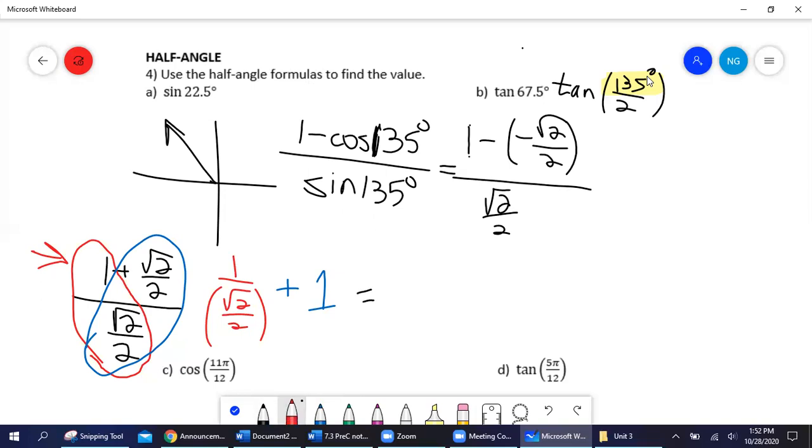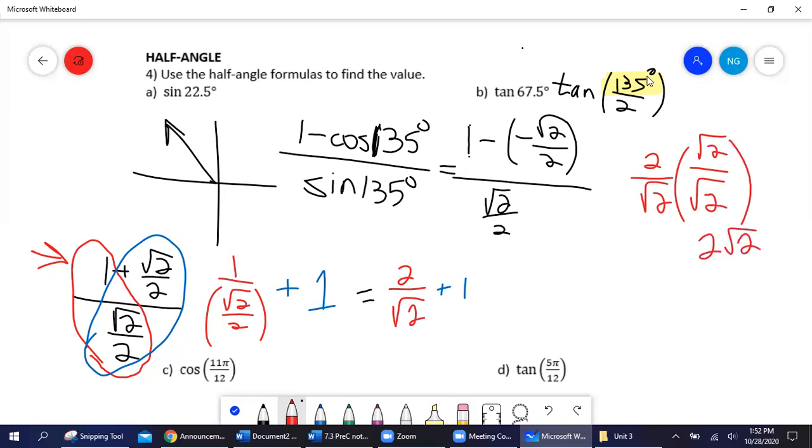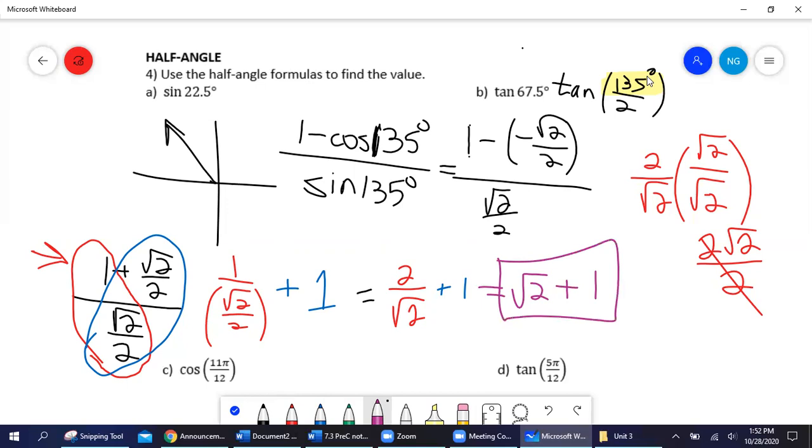If I flip that, because it's 1 over, I'd have 2 over root 2 plus 1. 2 over root 2, just off to the side here. If I multiply top and bottom by root 2 to rationalize it, I'd have 2 root 2 all over 2. The 2's cancel, and so I'm left with a final answer of root 2 plus 1. There's the exact value of the tangent of 67.5 degrees.